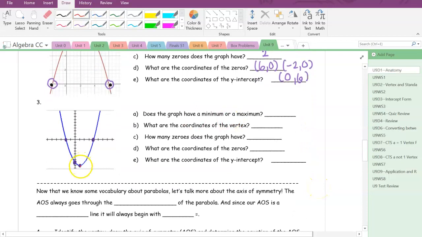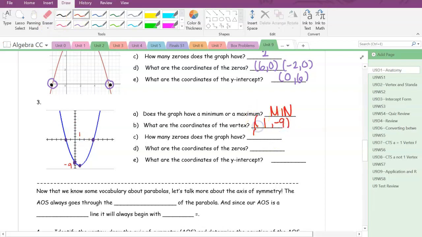This graph has a lowest point, so that would be a minimum, not a maximum. And again, the vertex is just asking you for where that minimum is. All right, so let's see. This looks like it's about a 1, 1, 2, 3, 4, 5, 6, 7, 8. I think this is down at -9. Oops, I put that in the wrong spot. I meant to do that.